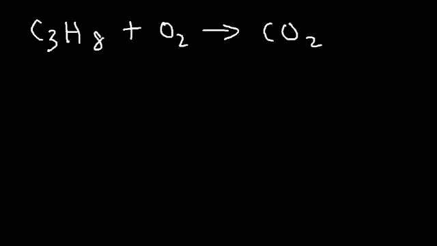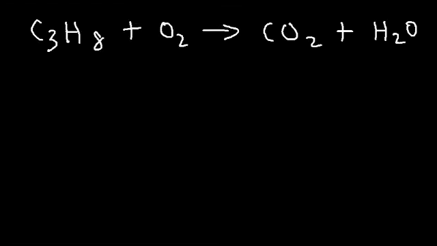Consider this reaction. Propane, C3H8, reacts with oxygen gas. What do you think the products are for this reaction? Whenever you have a hydrocarbon, or a molecule that contains carbon and hydrogen, whenever it reacts with air or with oxygen gas, it's going to create carbon dioxide and water. This is called a combustion reaction. Go ahead and balance this combustion reaction.